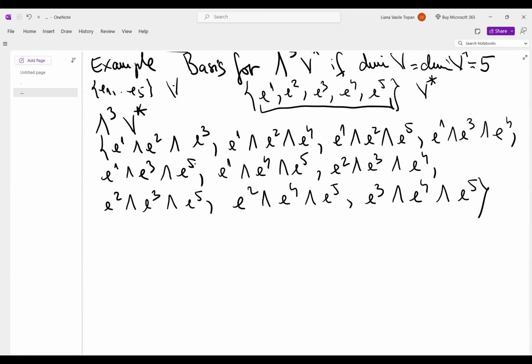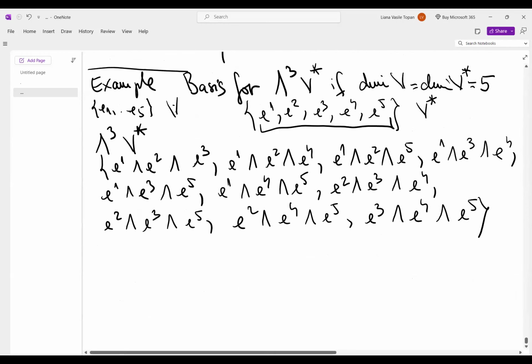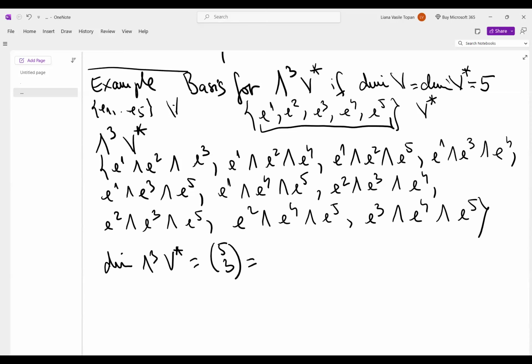Okay, so this will be a basis for the third exterior power of V star. Now, what's the dimension of this space? The dimension of this space will be n, which is 5, choose 3. Well, this is 10, right? And now let's count it: 1, 2, 3, 4, 5, 6, 7, 8, 9, 10. Yes, we didn't forget anything.